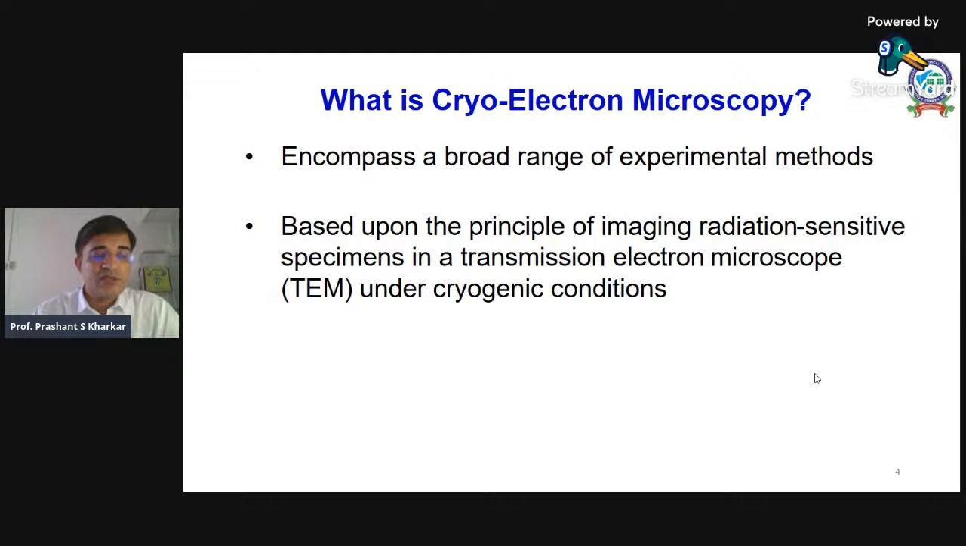But then the context is different. The basic principle remains the same, but the context is different, right? And that basic principle is imaging radiation sensitive specimens in a transmission electron microscope under cryogenic conditions.